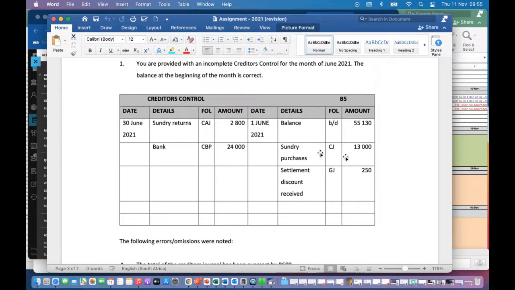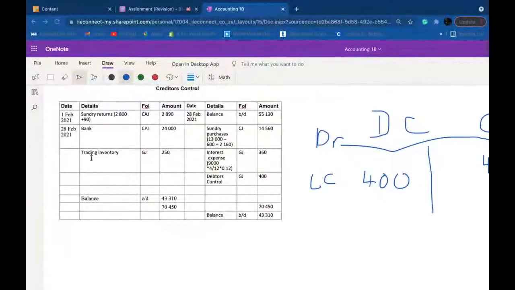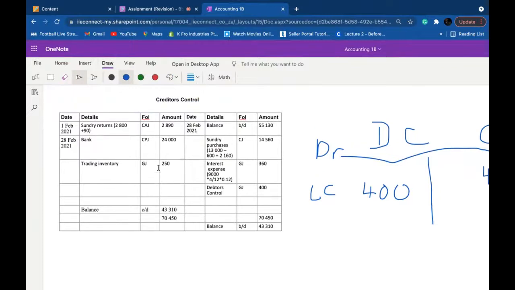So this should not be on the credit side, because the credit side increases our creditors control. So this should obviously be on the debit side, and that is exactly what we need to quickly do to finish off our amended creditors control. And then obviously just balance the account, and we are home and dry. Are there any questions, concerns?